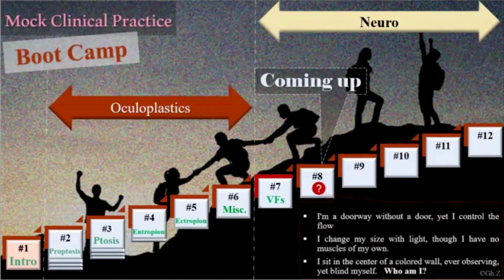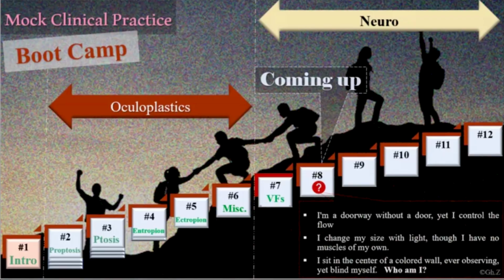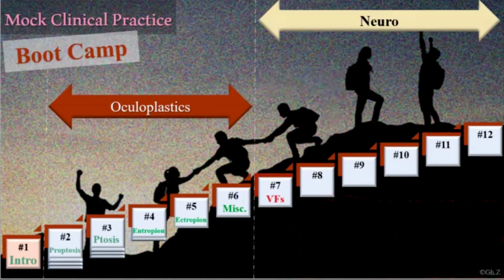The next class will be about something, it's a riddle. I'm a doorway without a door, yet I control the flow. I change my size with light, though I have no muscles of my own. I sit in the center of a colored wall, ever observing, yet blind myself. Who am I? I know the riddle is singular, but actually the second class is about pupils, in order to remember that you have to check both pupils.